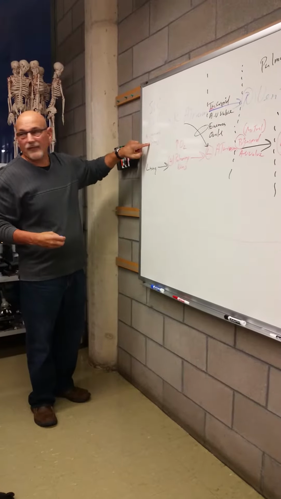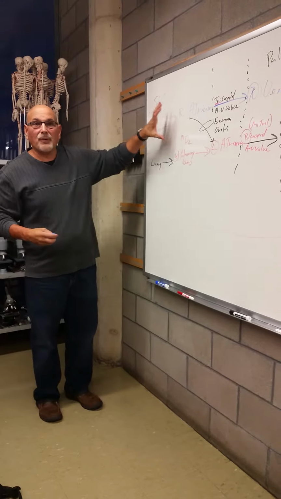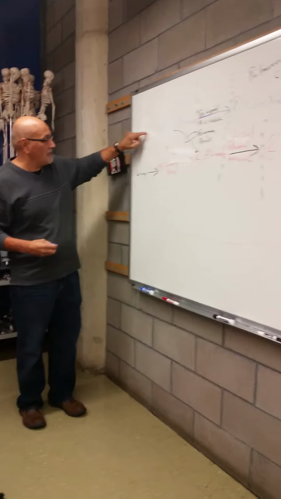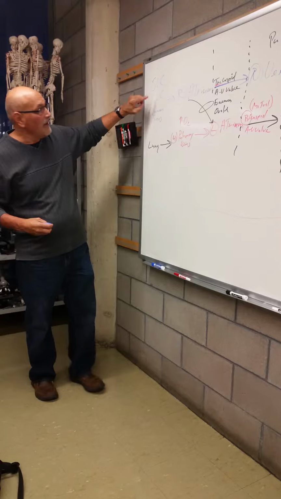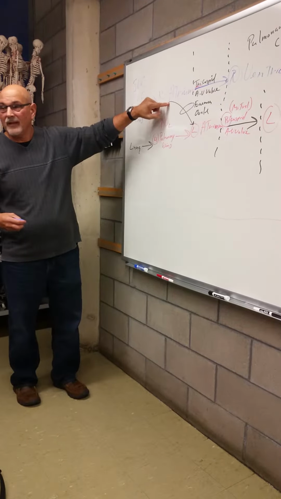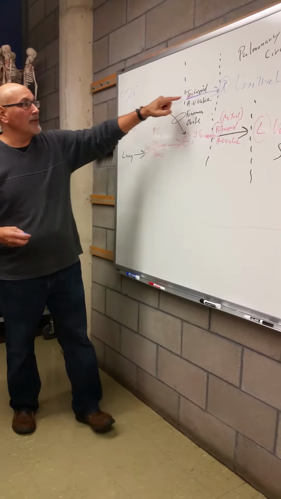Vena cava, coronary sinus. This drains back to the heart. And so this is draining the coronary vessels, this is draining the upper body, that is draining the lower body. We're taking it to the right atrium. From that right atrium, I'm going to go to the right ventricle.